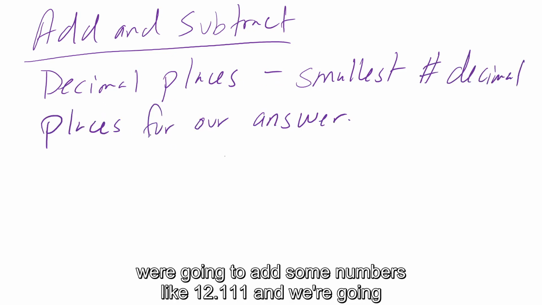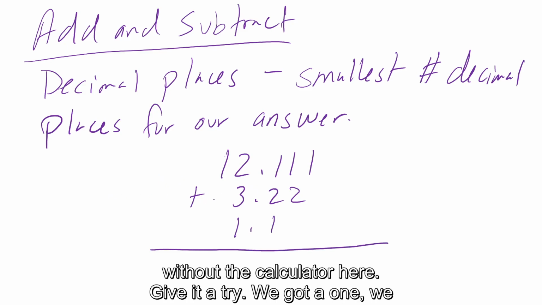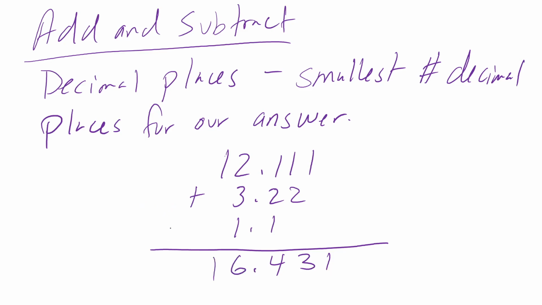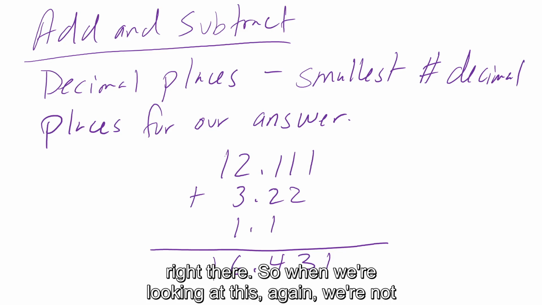So if we were going to add some numbers, like 12.111 and we're going to add it to 3.22 and add it to say 1.1, we do all that again. Go without the calculator here. Give it a try. We got a 1, we got a 3, we got a 2, 3, 4, we got a 4, 6, and a 1. Hopefully I did right. Hopefully looks like we did it all right there.